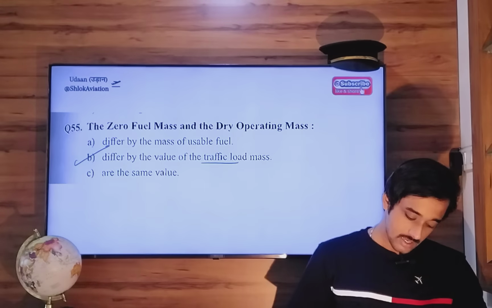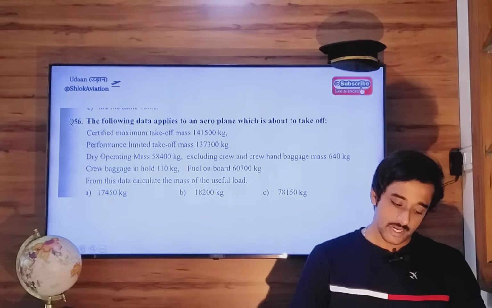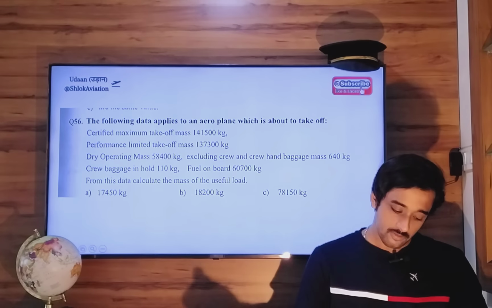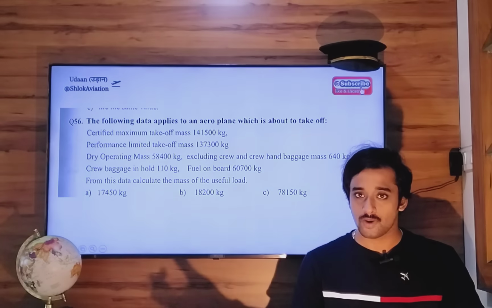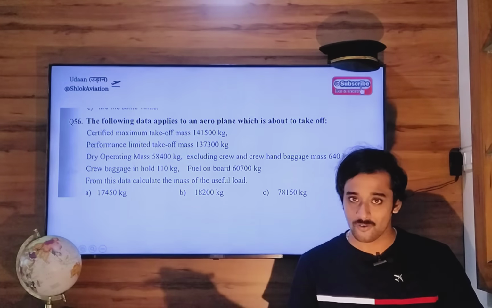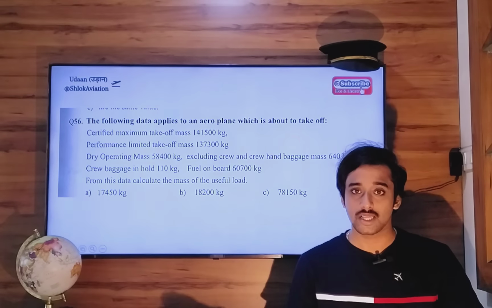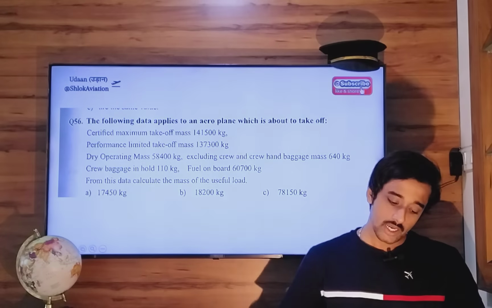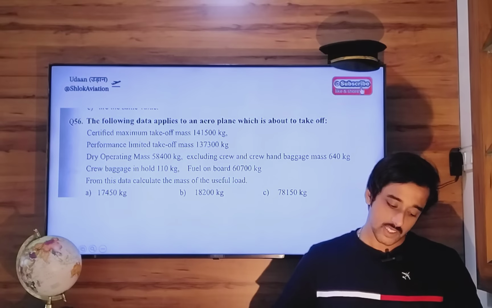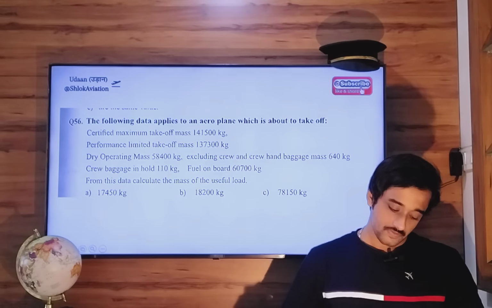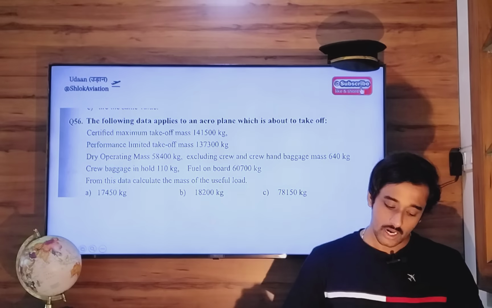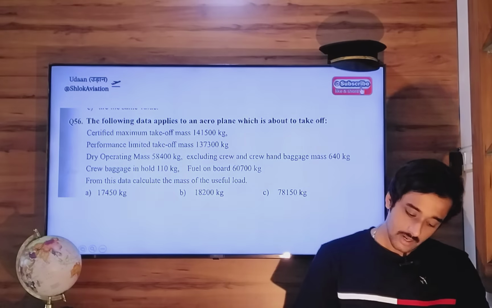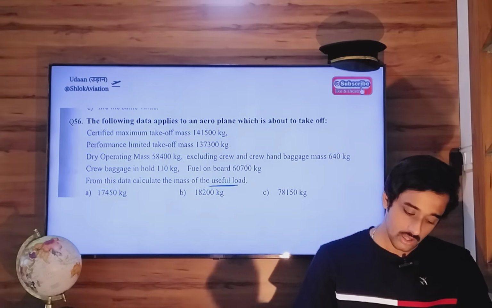Very easy. 56. The following data applies to an airplane which is about to take off. Maximum takeoff mass and performance limited takeoff mass, since one is structural limited takeoff mass and another is performance limited takeoff mass. DOM is given excluding crew hand baggage of 640, crew baggage in hold 110, fuel on board 60,700. Calculate the mass of the useful load.